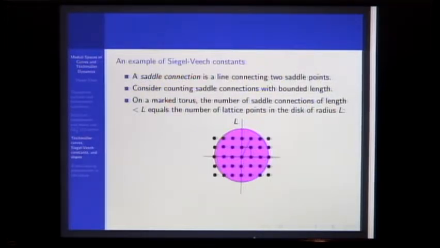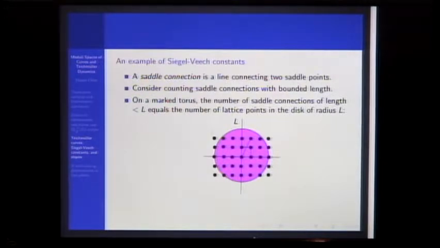I have a marked point. So this small unit square sitting in the first quadrant is a standard torus. If I unfold it, develop it into the whole plane, these vertices become all the lattice points in the plane, right? And in this case, a saddle connection is just a line connecting any lattice point to the origin, right? And what we mean by bounded length, suppose the length is at most L, well, the way to count is very easy, right?